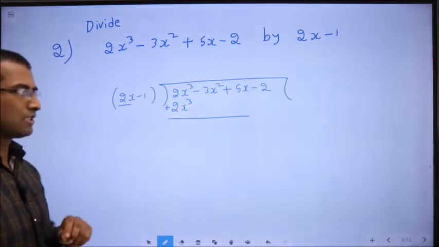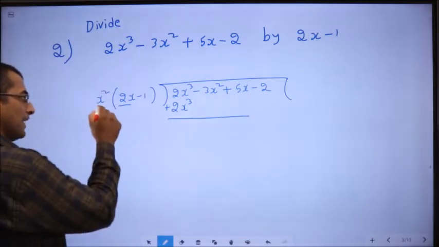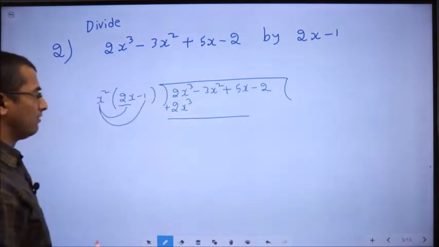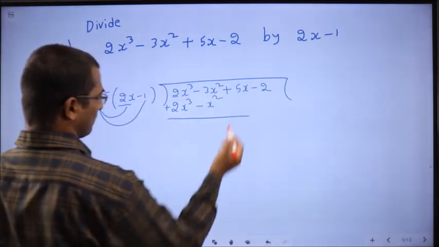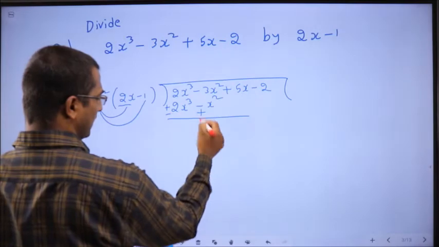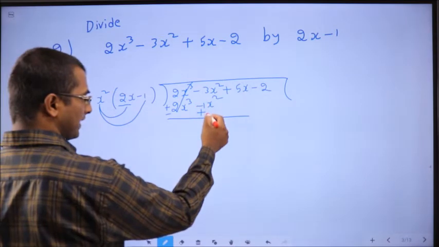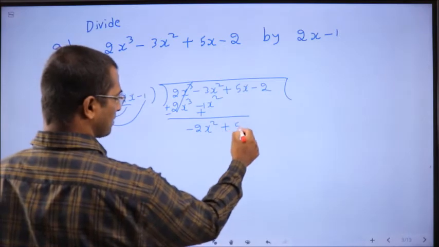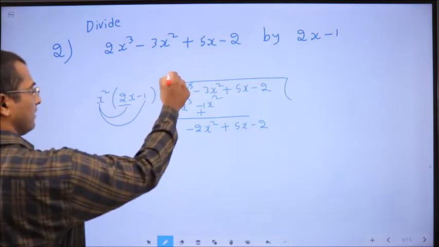In order to get 2x cube, this needs to be multiplied with x square. So x square into 2x, I get 2x cube. X square also needs to be multiplied with 1. So x square into minus 1 will be minus x square. Okay. Next, change the sign. So here it is minus, here it is plus. This cancels out. Minus 3x square plus 1x square will be minus 2x square. Take this down, plus 5x minus 2. Here x square will be in the quotient.